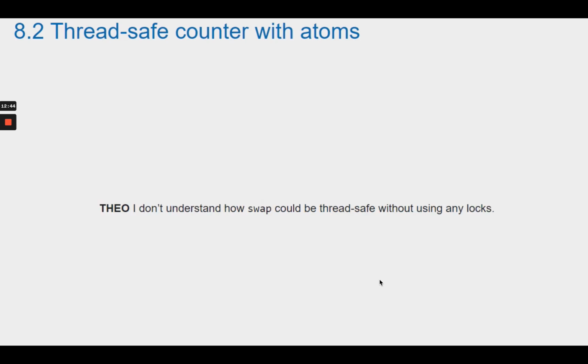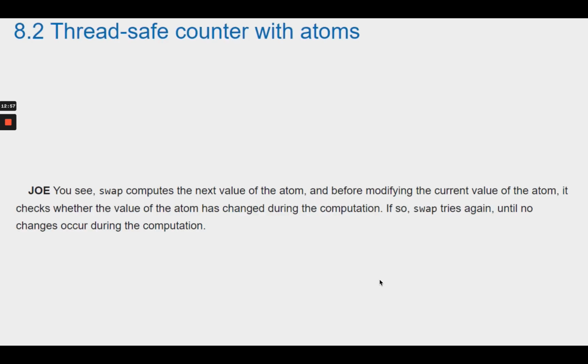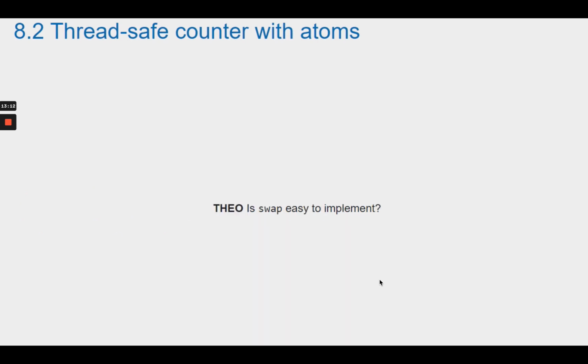Theo: I don't understand how swap could be thread-safe without using any locks. Joe quickly goes to the whiteboard. He sketches the diagram in figure 8.1. Joe: You see, swap computes the next value of the atom, and before modifying the current value of the atom, it checks whether the value of the atom has changed during the computation. If so, swap tries again until no changes occur during the computation.